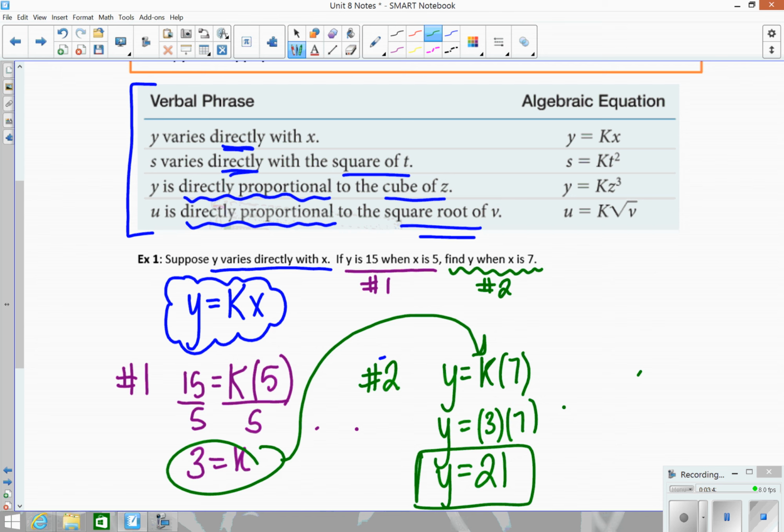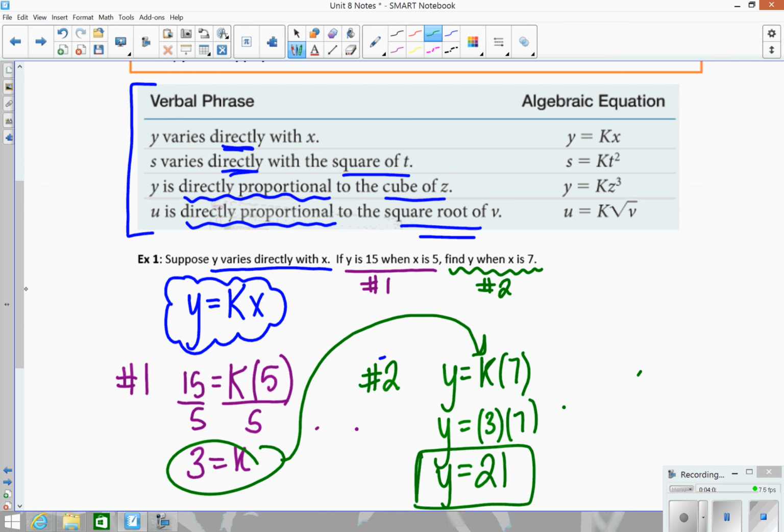Basically, we just went through the process: use the first scenario, plug in, and figure out the constant. Once you know the constant, you take that and use it again with the new variable information they give you, when x is 7, to figure out y in this situation. So that constant can be used in all of the different situations because it's the constant.